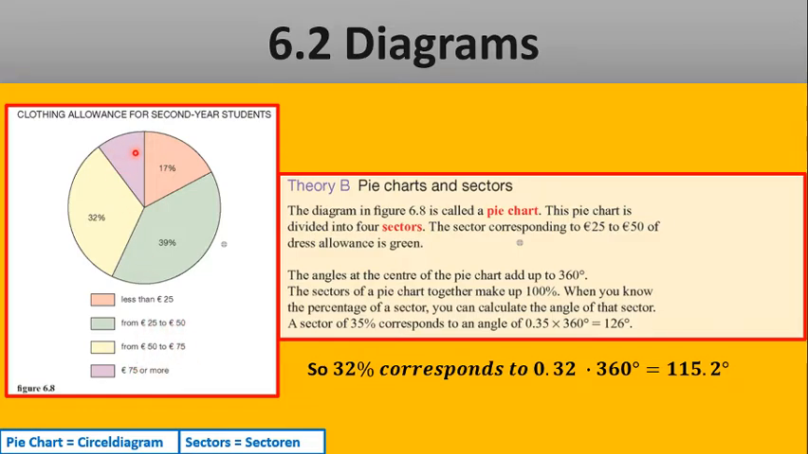And the purple sector doesn't give you the percentage, but we can always calculate it if you want to, right? Because the whole circle is 100%. It's all of it. So if we do 100 minus 17 minus 39 minus 32, we end up with, let's see, 12, I think, if I've done the calculations correctly. So there could be a 12% right here. Sometimes they want you to calculate that too.